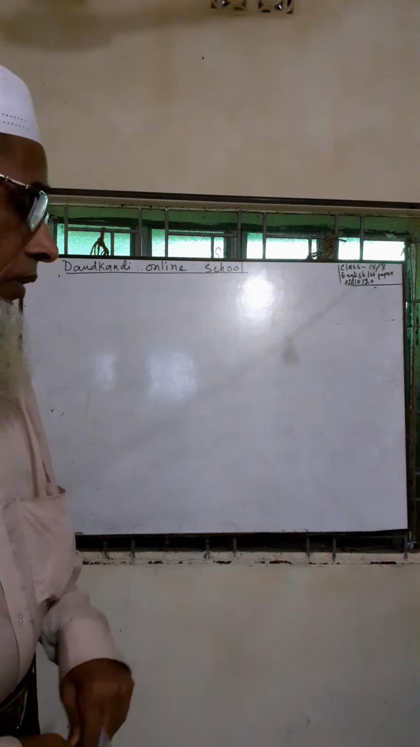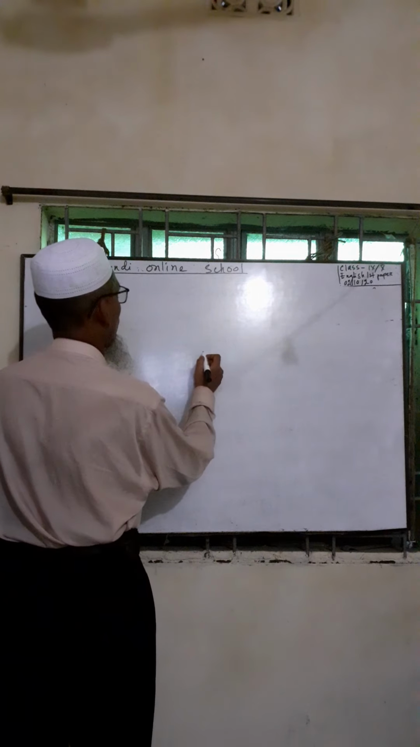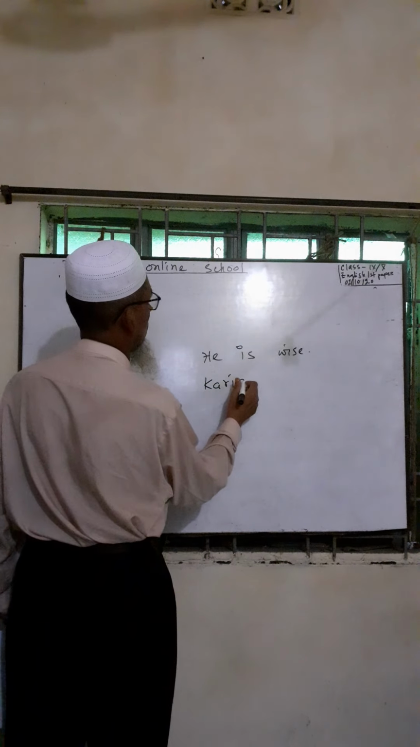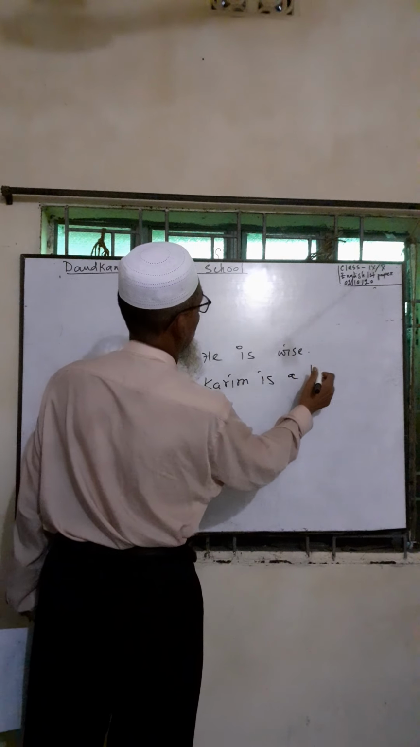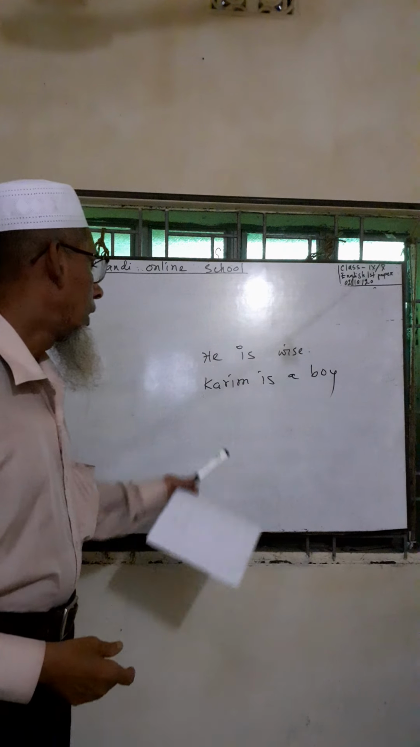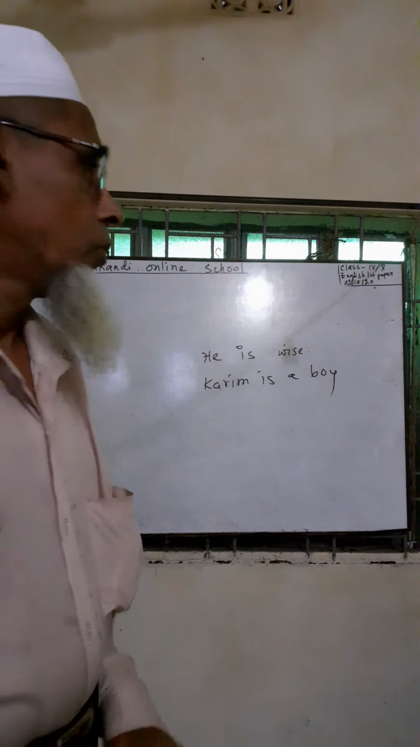Dear students, I am going to take his voice. Dear students, I have written two sentences on the board. First one is his voice, second one is Korim is a boy. Dear students, there is a mistake in the sentences.